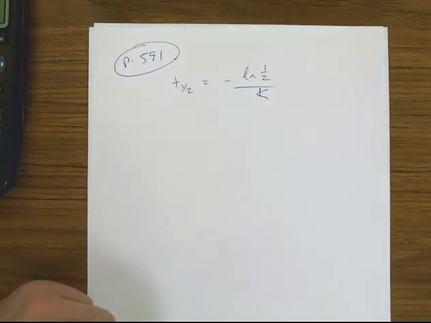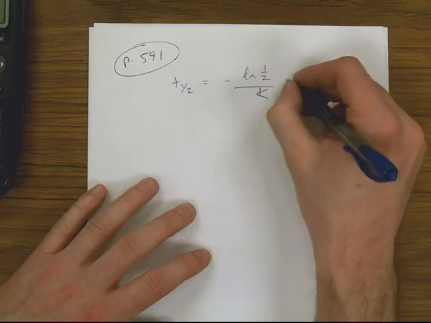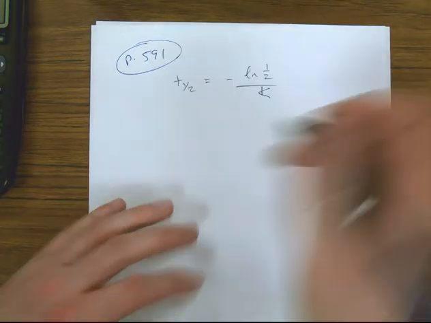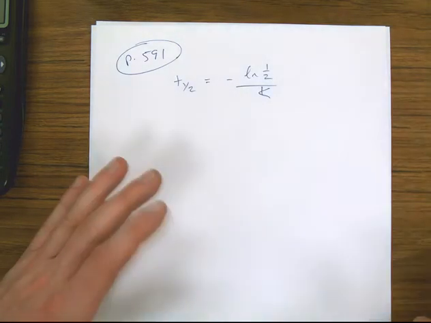So a half-life equation is actually pretty darn useful. By the way, if you take the natural log of half, you actually end up with 0.693. But I'm going to leave it written out like this.